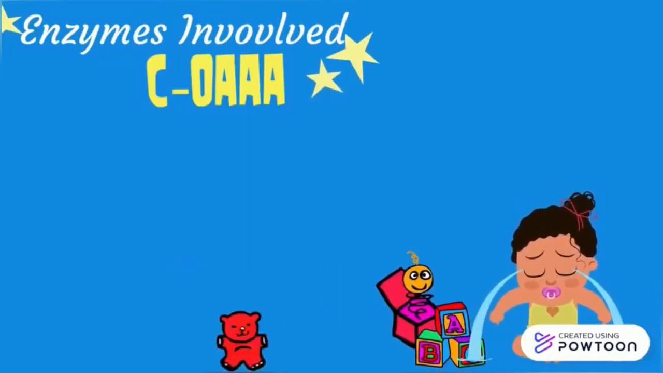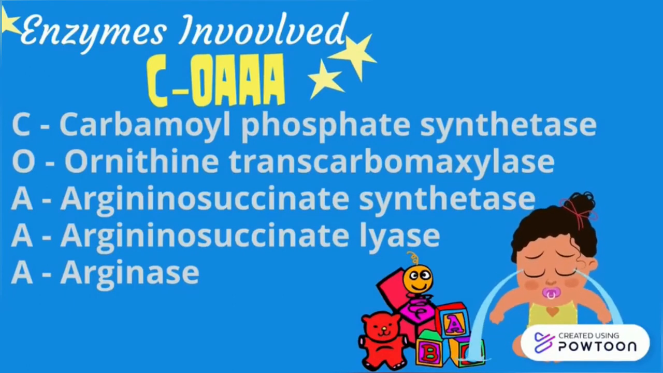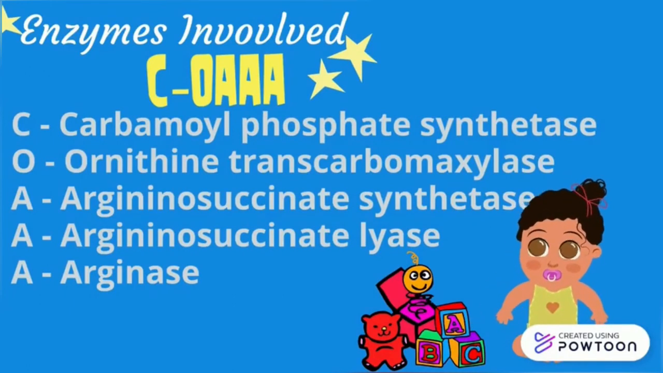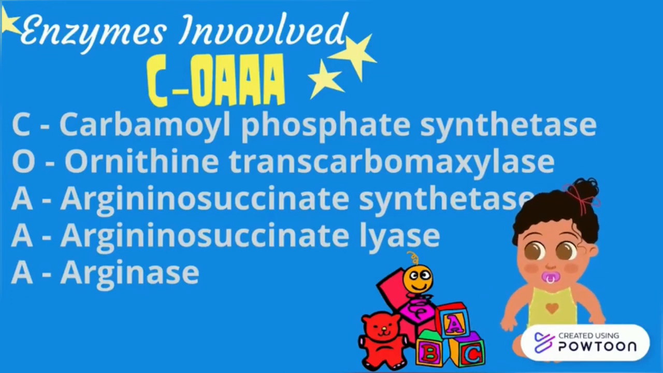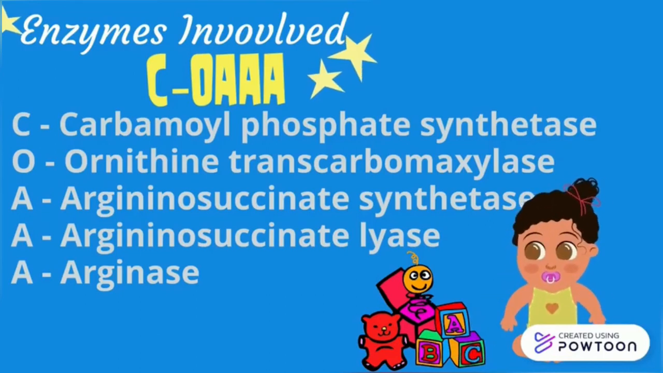For the enzymes involved, imagine the sound of a crying baby that got scared by seeing people urinating publicly. What is the sound that they make? It can be represented by the letters COAAA. C for carbamyl phosphate synthetase, O for ornithine transcarbamylase, A for argininosuccinate synthetase, A for argininosuccinate lyase, and A for arginase.